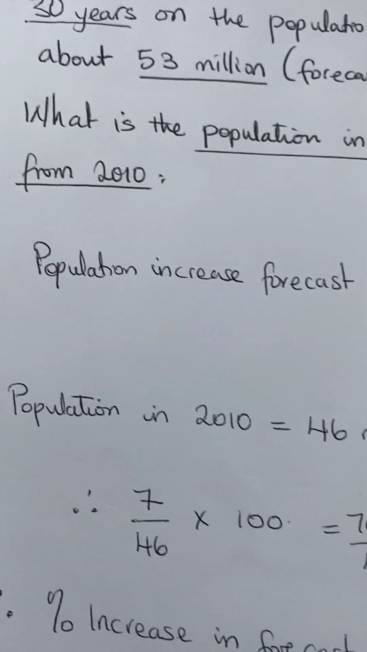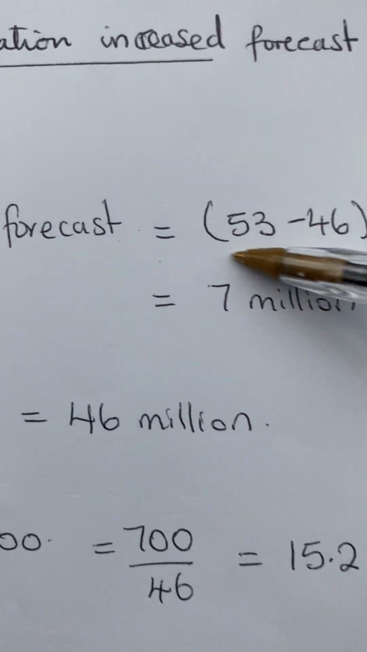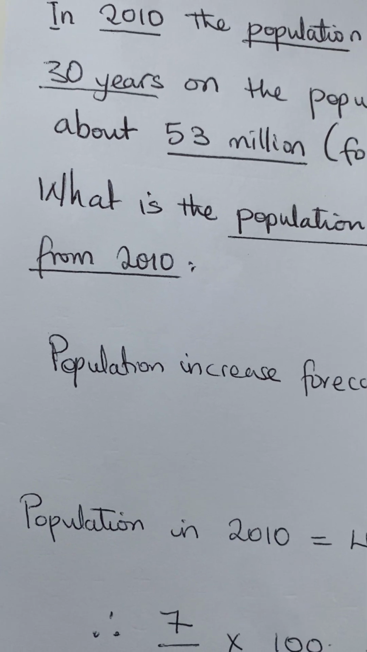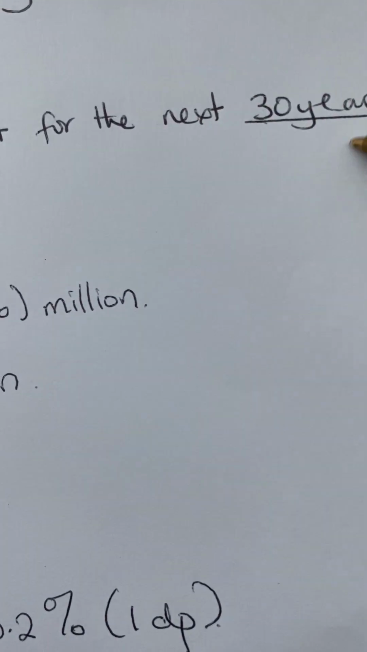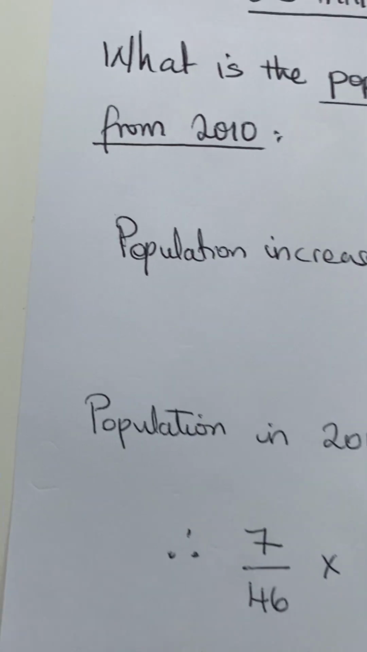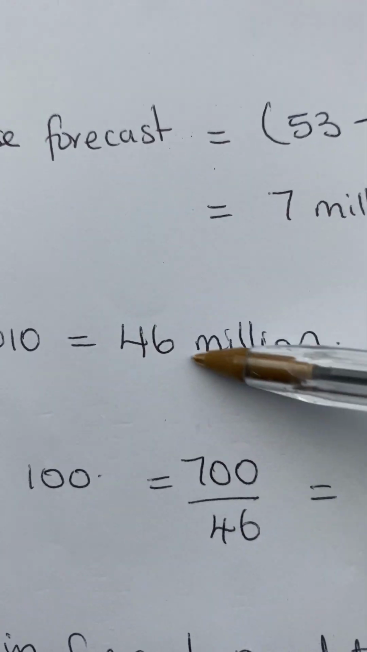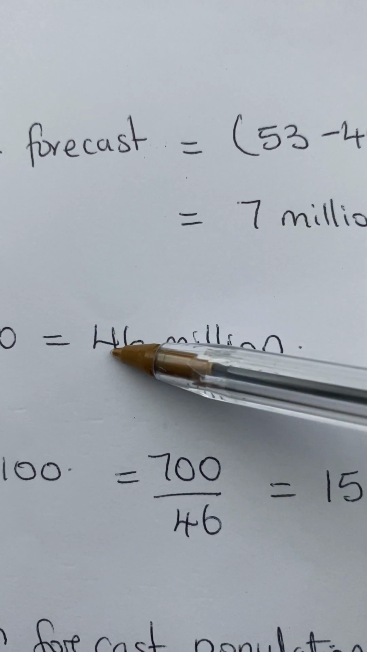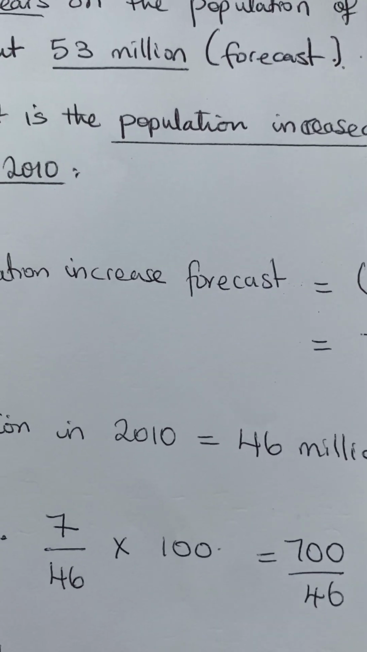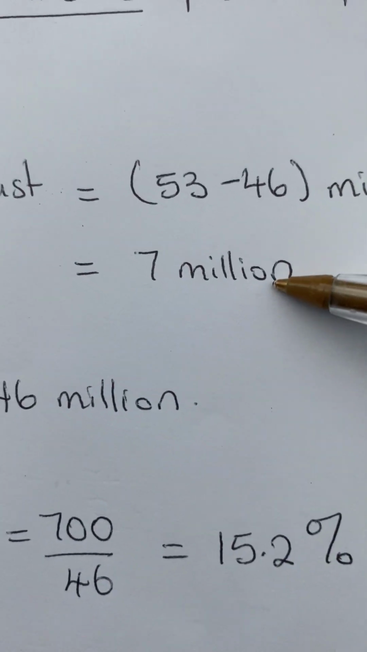Now, this is a population increase. So they are expecting 7 million in the next 30 years. We don't need anything to do with the 30 years. It's just information. We don't need it. Now, all the things are in millions. So instead of writing 53 million minus 46 million, it will give me 7 million there.